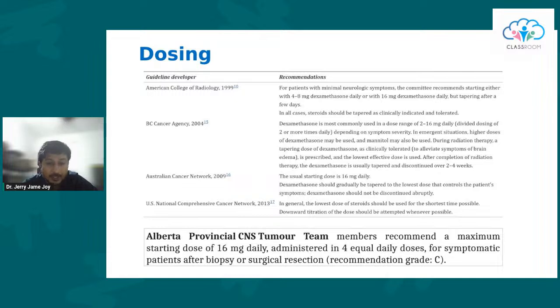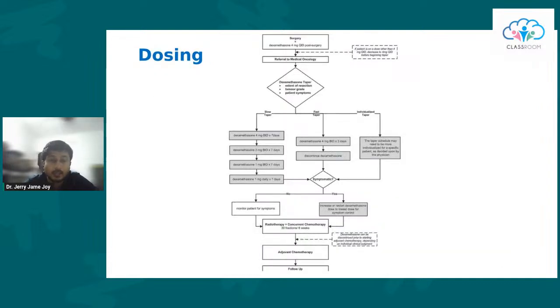The Alberta Provincial CNS team members recommend a maximum starting dose of 16 milligram daily, administered in 4 equal doses for symptomatic patients after biopsy or surgical resection. This is an algorithm by the Alberta Provincial CNS tumor group. After the surgery, dexamethasone may be continued at 4 milligram 6 hourly in patients who are taking medical chemotherapy or radiotherapy. After that, we can taper the steroids.